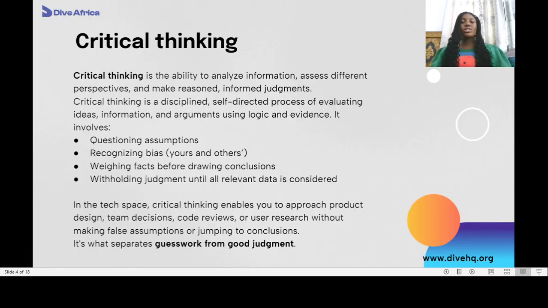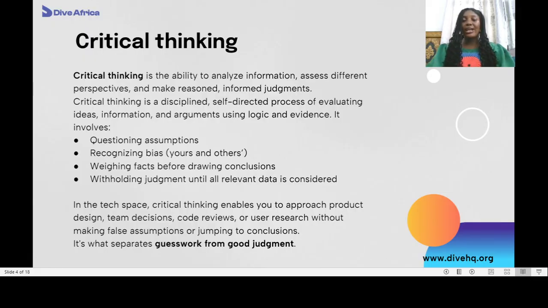It's about not just accepting information at face value, but asking questions, looking for facts, and considering different perspectives before acting. So when it comes to critical thinking, you don't just act immediately because they told you to act. You make sure that you ask questions, you look for facts, you consider different perspectives before acting.